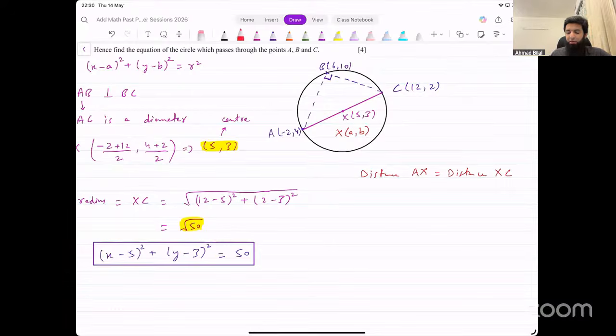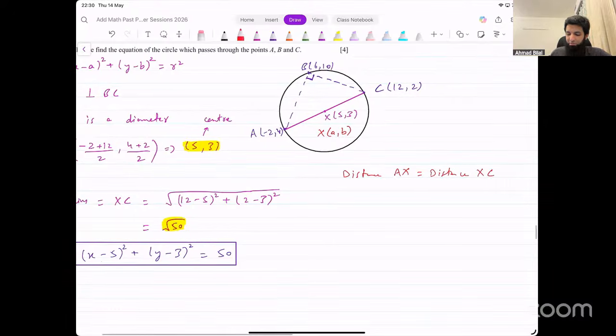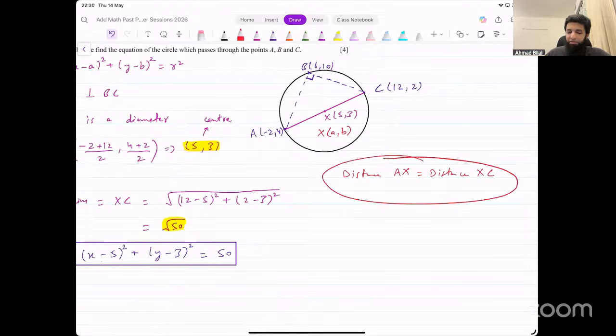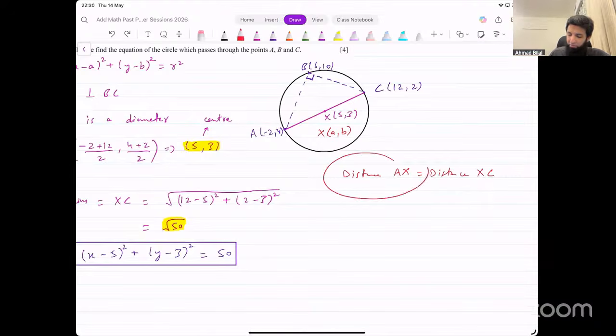Now that's not going to help because this is going to be true for every single point on the circumference. For every single point on the circumference, you have the same distance from the center. You need another equation as well. What other equation would you use along with this? You'll have to use the gradient somehow.